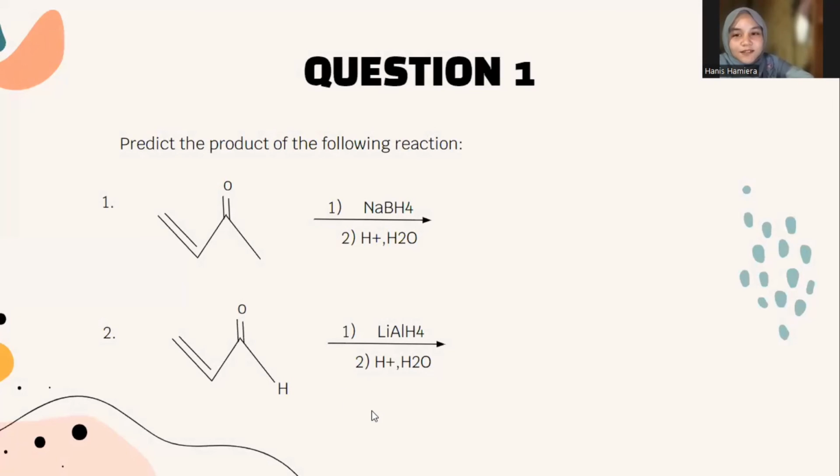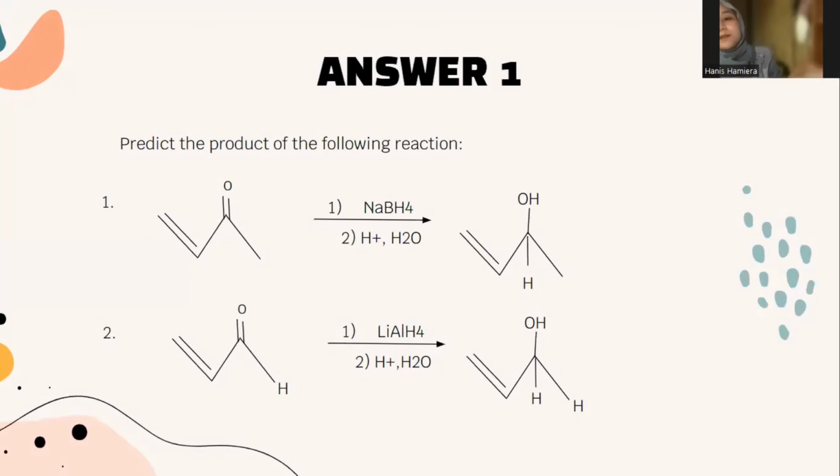For the first question, predict the product of the following reaction. The first one is a ketone and the second one is an aldehyde. The reducing agents we use are sodium borohydride and also lithium aluminum hydride. As we all know, the ketone product will be a secondary alcohol. Meanwhile, for aldehyde, the product will be primary alcohol. So this is the product formed. Okay, next.